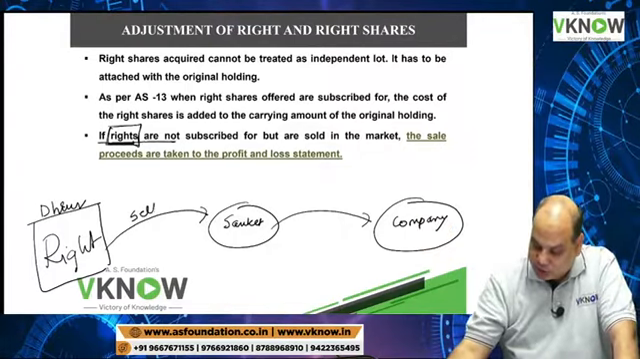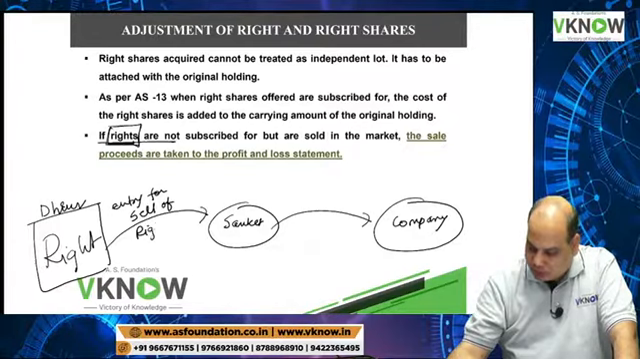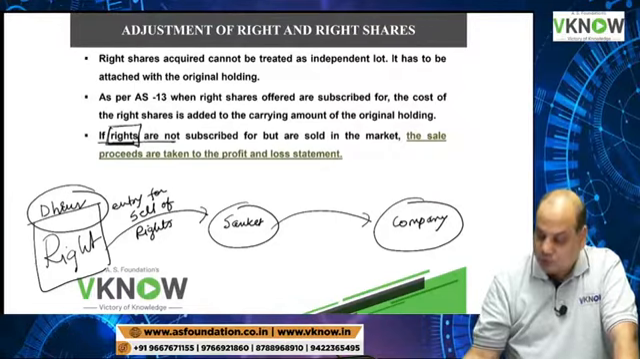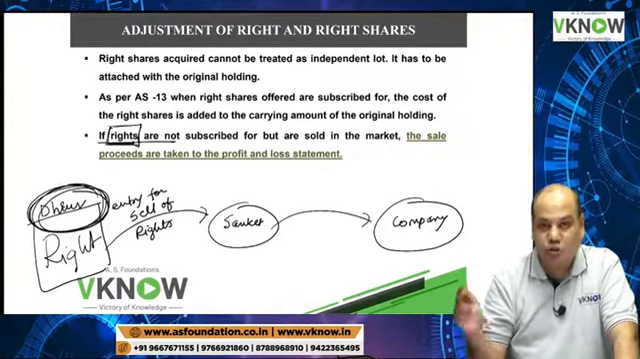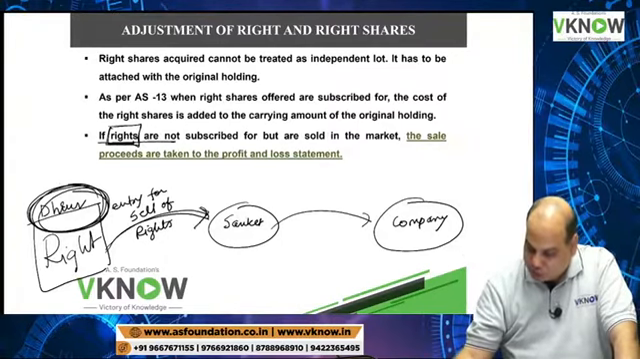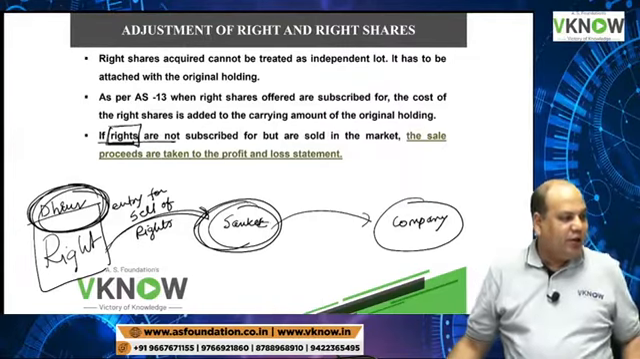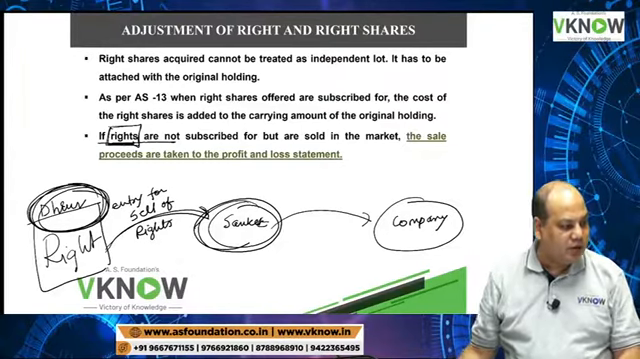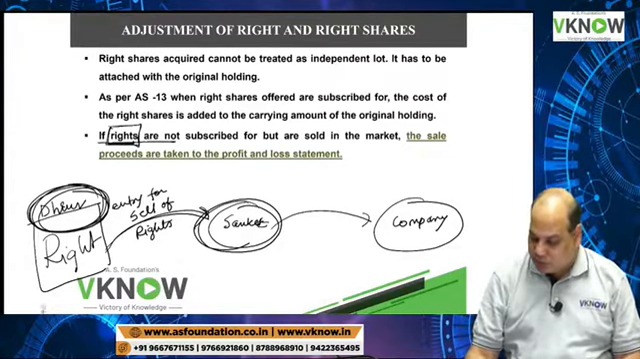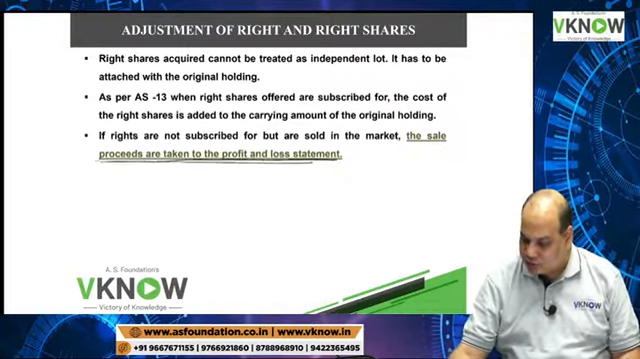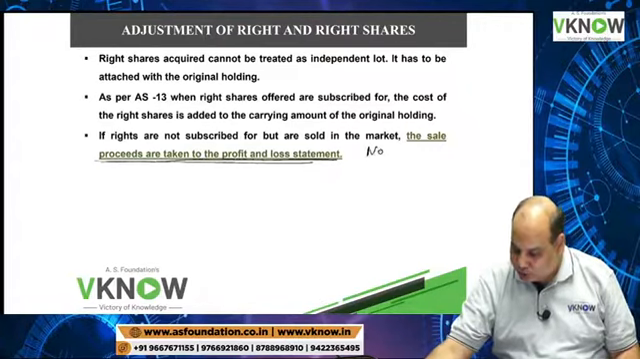So my question is, what is the entry for sale of rights in the books of Dhruv? That is the issue. In the books of Dhruv, the one who is holding the right, when he sells to Sanket, what entry will he pass? Come on, I am getting multiple answers. One person says bank account debit to P&L account. The sale proceeds are usually taken to P&L account. So normally this entry will be passed.